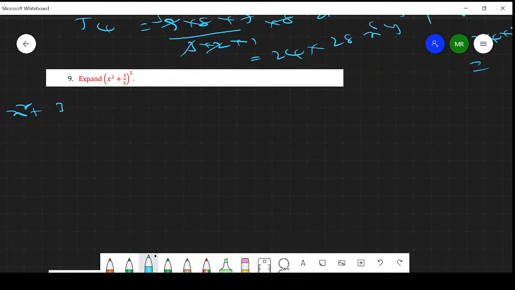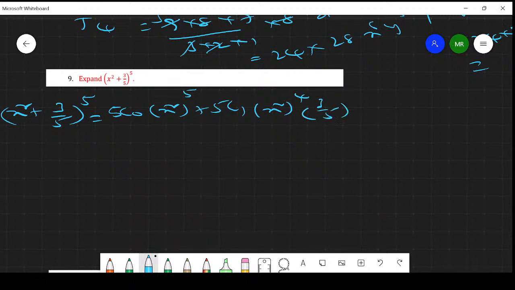(x² + 3/5)⁵. I can write 5C0 (x²)⁵, plus 5C1, this is a binomial expansion, (x²)⁴ reduce the power of the first term to 4. Now here the second term will start, (3/5) to the power 1.